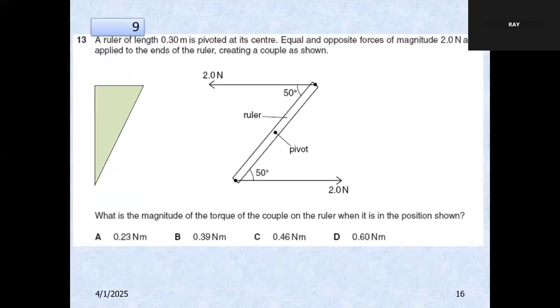How about this one? A ruler of length 0.3 meter is pivoted at the center. That's the center pivot. Equal and opposite forces of magnitude 2 apply to the ends of the ruler, creating a couple as shown. What is the magnitude of the torque of the couple on the ruler when it is in the position shown?